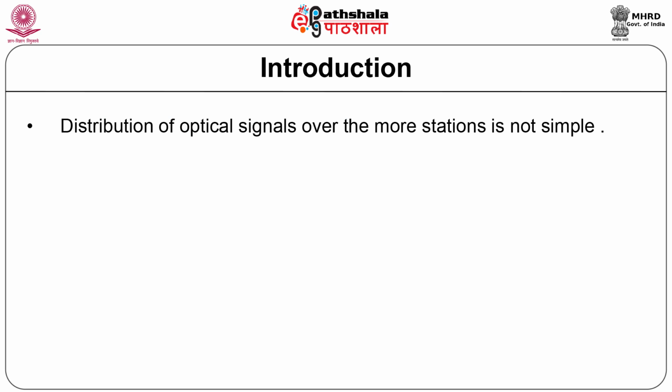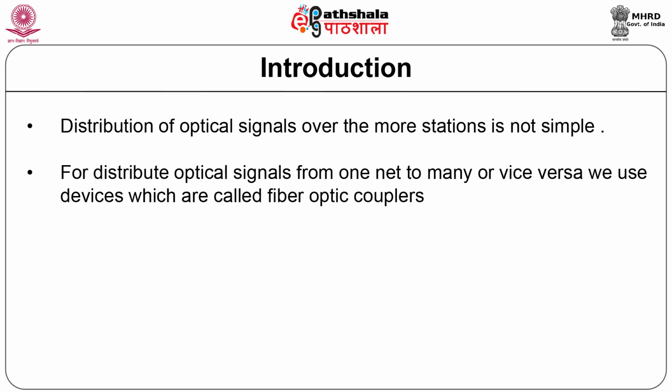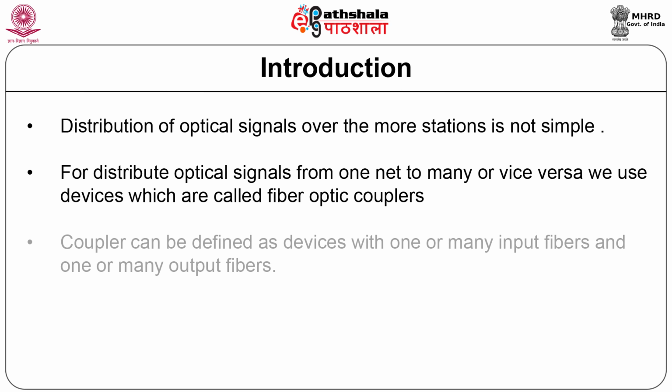As we know, the distribution of optical signal over more stations is not very simple. Distributing this optical signal from one network to another or many networks, and combining these optical signals towards one network, is very difficult, and the job is done by devices called fiber optic couplers. A coupler is generally defined as a device having one or many input fibers and one or many output fibers.